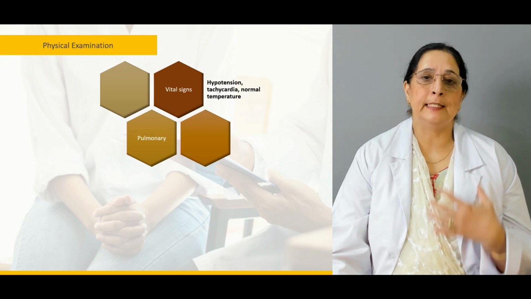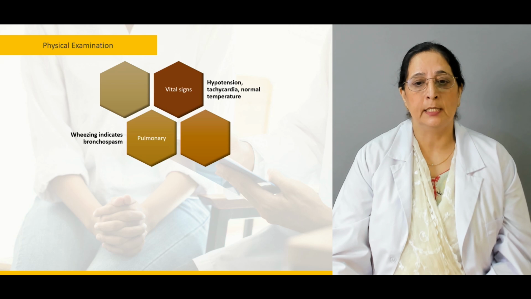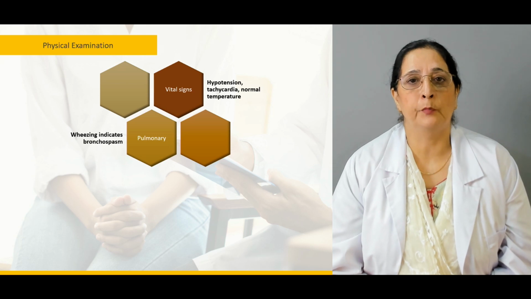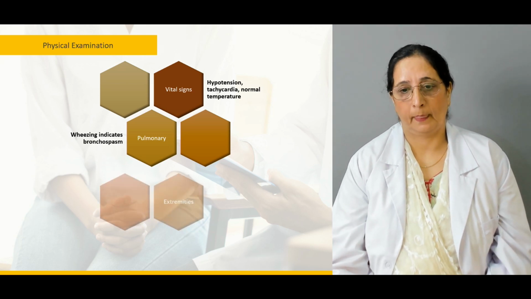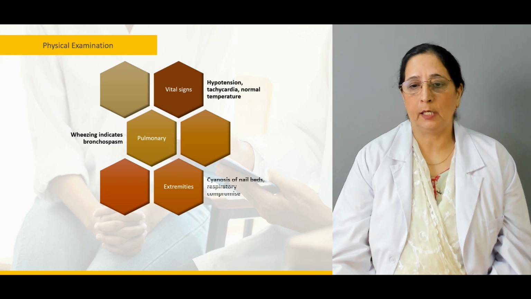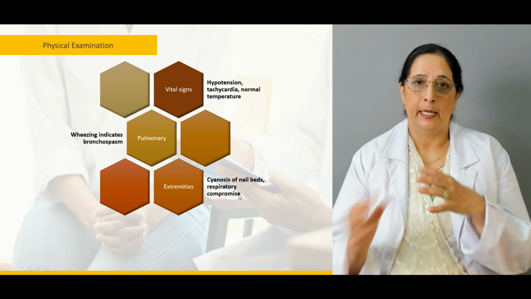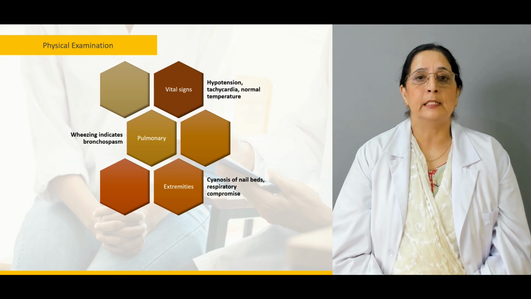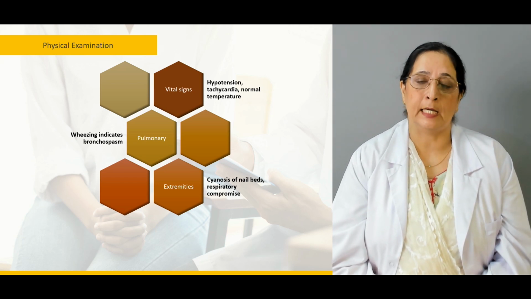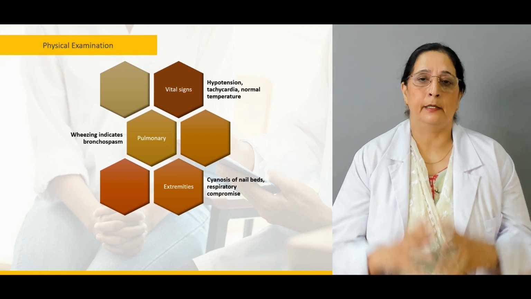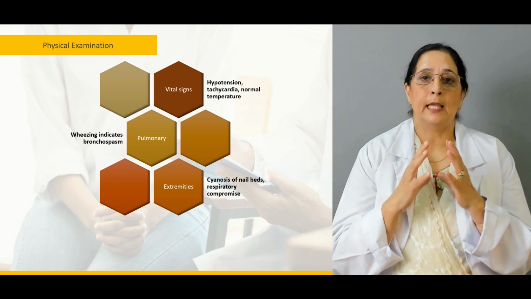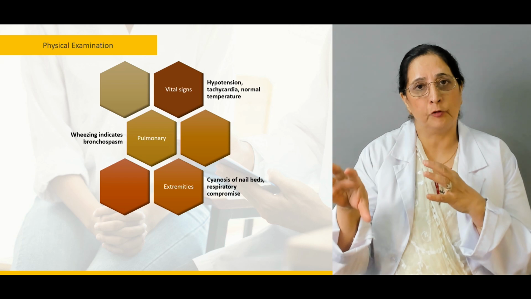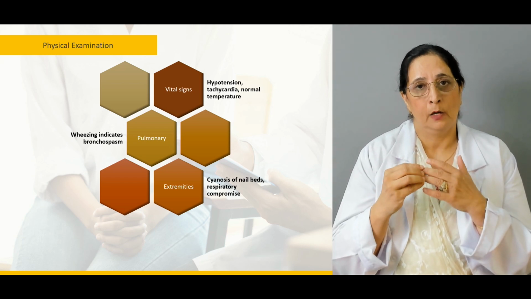Next, what are the changes in the lungs, pulmonary changes? There is wheezing, and this wheezing indicates that there is bronchospasm. In the extremities, what are the findings? There is cyanosis, bluish discoloration of the nail beds, and that is because of respiratory compromise, hypoxia. Hypoxia leads to cyanosis. Cyanosis is bluish discoloration of the skin, and it's very common in the extremities first, so the nail beds are commonly affected.